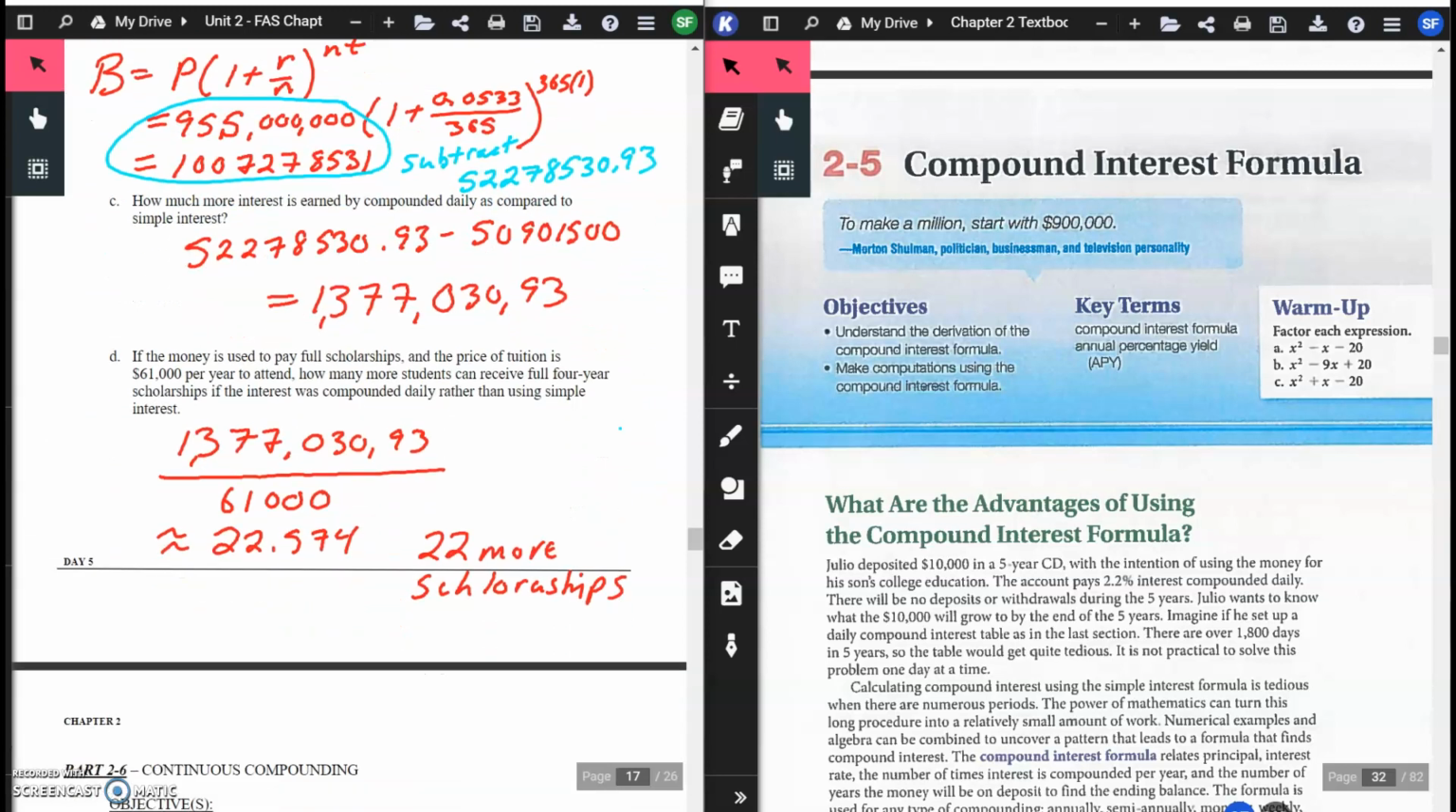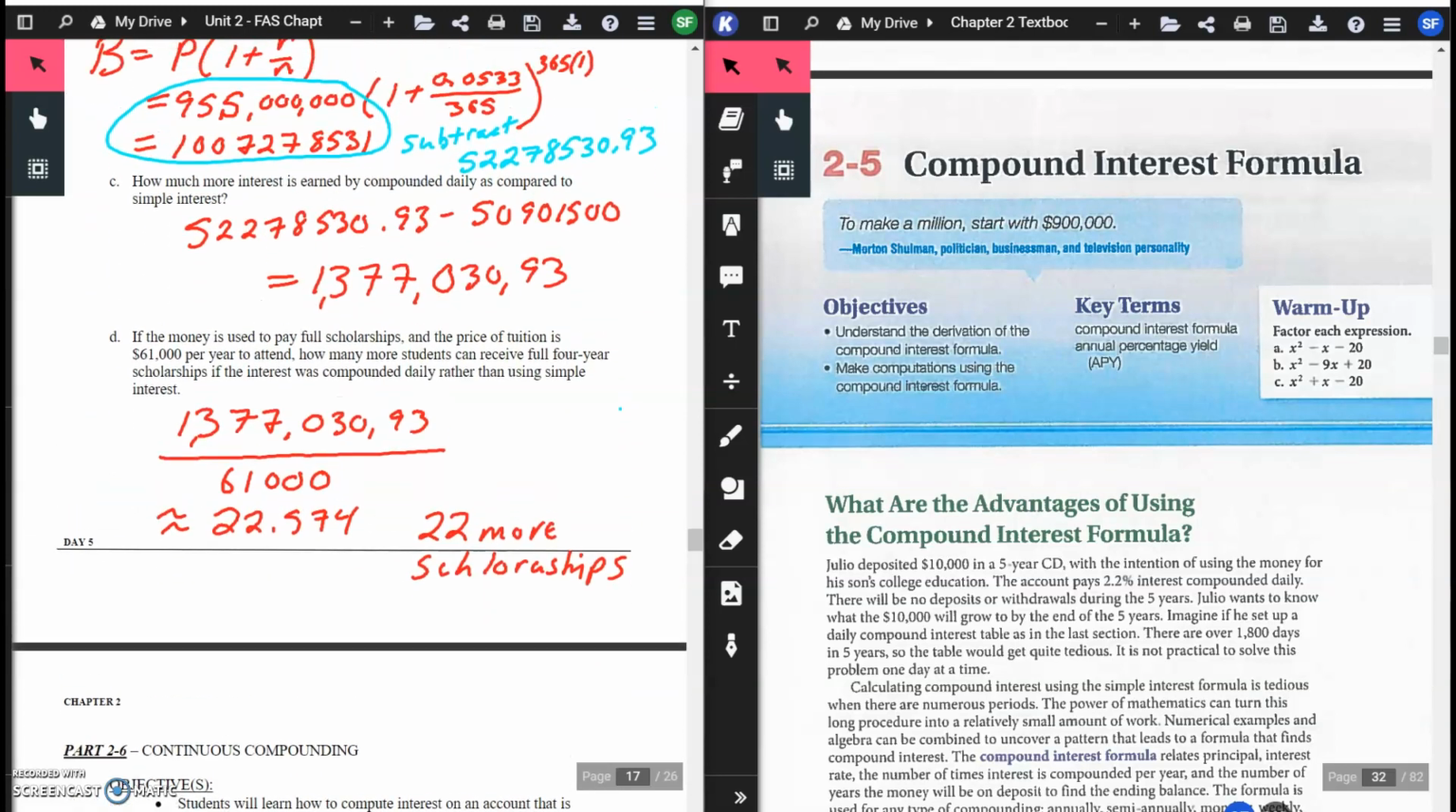And then part D we don't need to worry about really. It's just kind of expanding a little bit. I just want you to worry about the two formulas, simple interest versus the ending balance formula. That's the big thing in section 2.5.